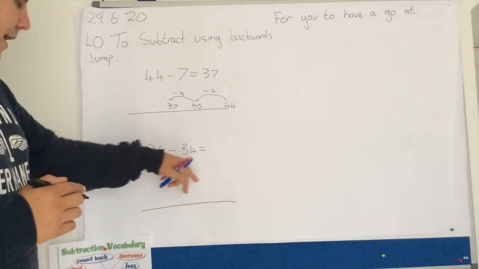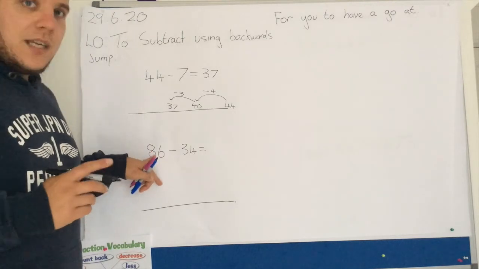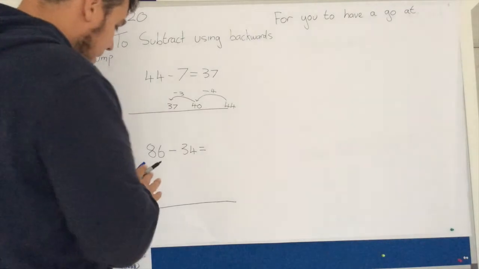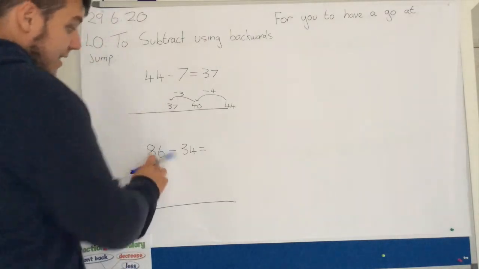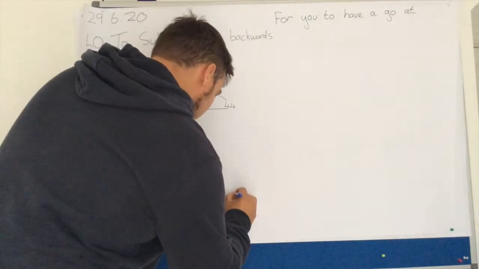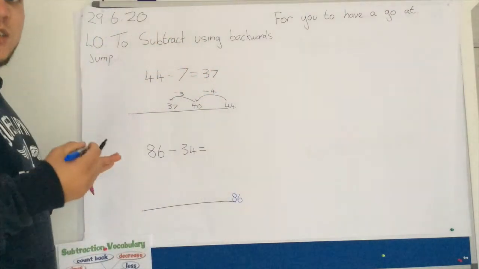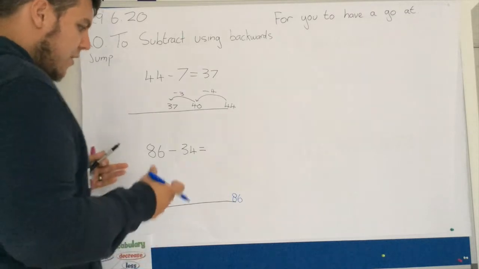Okay. Next calculation down here, I've got a bigger one this time, so I'm doing a 2-digit take away a 2-digit. So I've got 86 take away 34. So 86 can go at this end of my number line here. It can go there because I'm going this way. I know I need to get smaller. And I'm taking away 34.